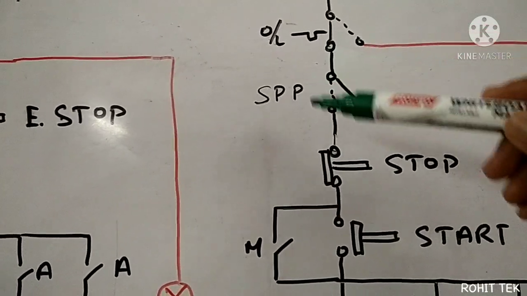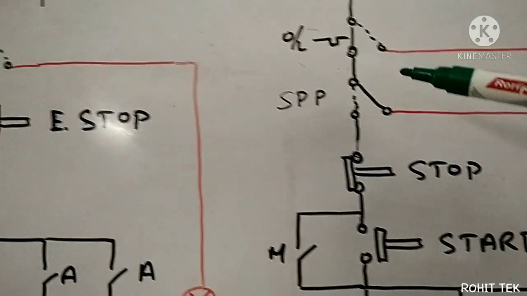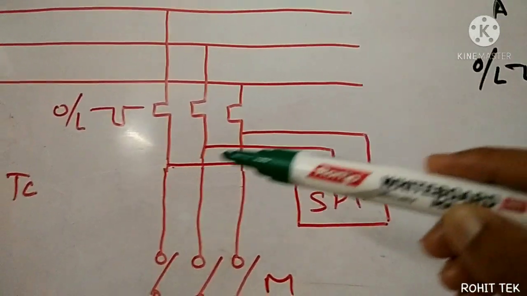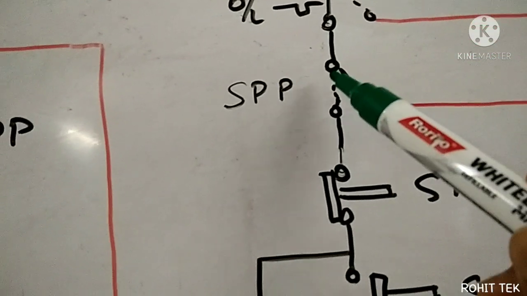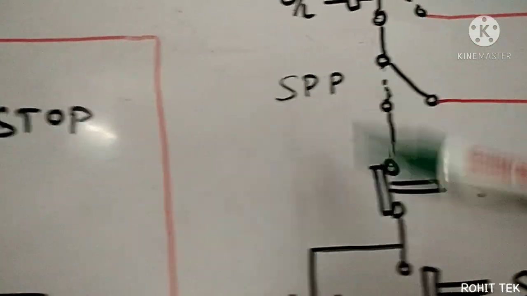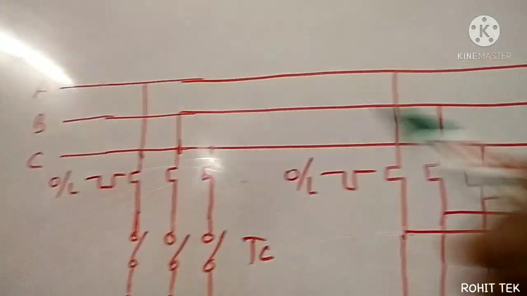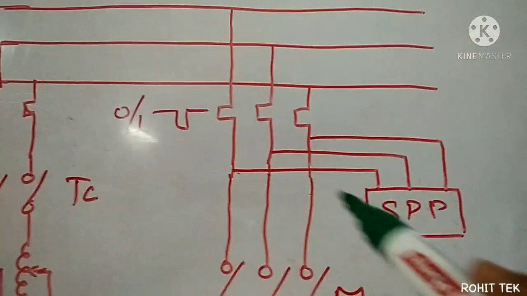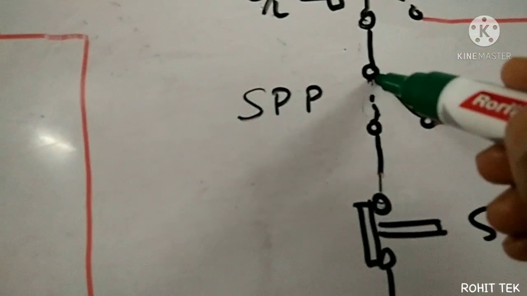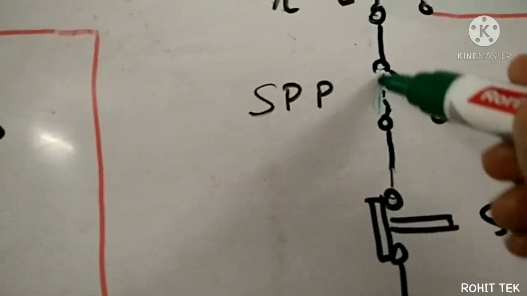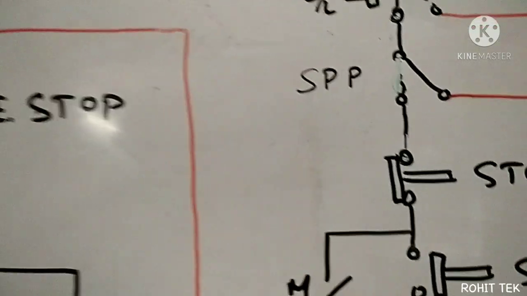Here is a trick. What is the trick? When the single phasing preventer gets the 3 phases, the state of its contact changes. Means this will become NC. When I charge this bus, automatically the contact of the single phasing preventer will come to NC, right, like this.